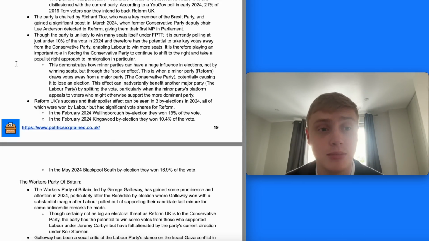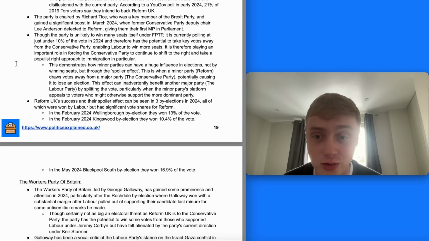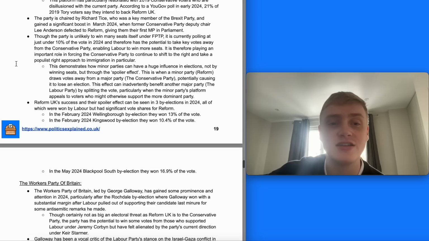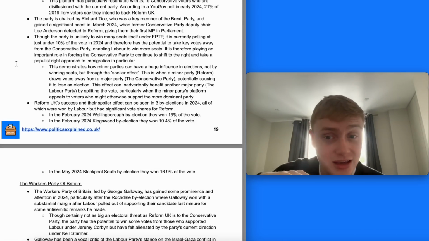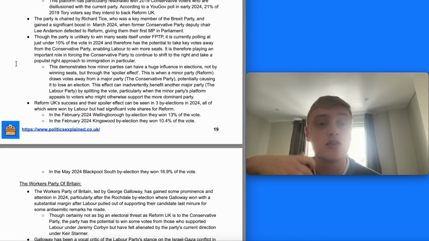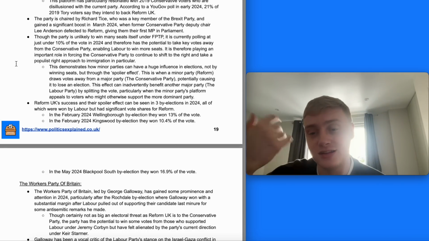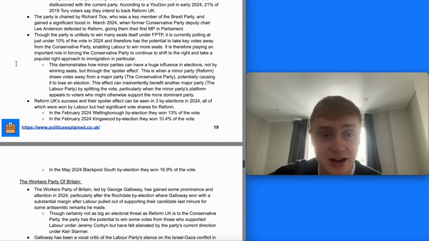And it's therefore playing an important role in forcing the Conservative Party to shift to the right so they don't lose as many votes as possible to Reform. Crucially, this demonstrates how minor parties can have a big influence in elections, in influencing policy, but also election outcomes through the spoiler effect. So when there's a minor party that draws the votes away from a major party, in this case Reform and the Conservative Party, that can cause that major party to lose an election.